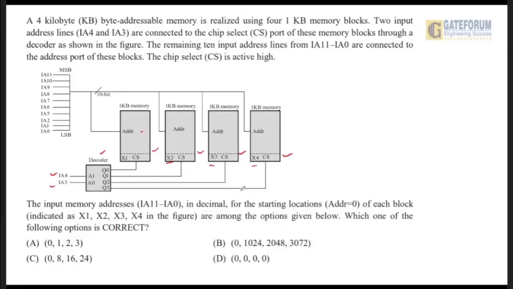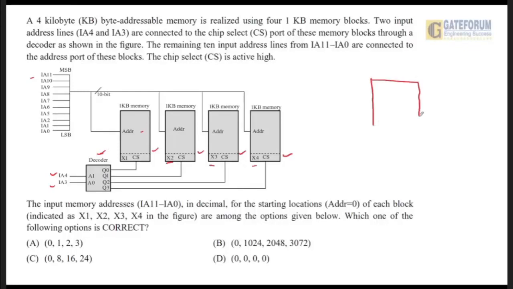And it is asking the value of these blocks when all these lines IA11, IA10, IA9, 8, 7, 6, 5, 2, 1, 0, the value of all these inputs is 0. Now, the first thing that you should understand is what a decoder is. What is the work of a decoder?